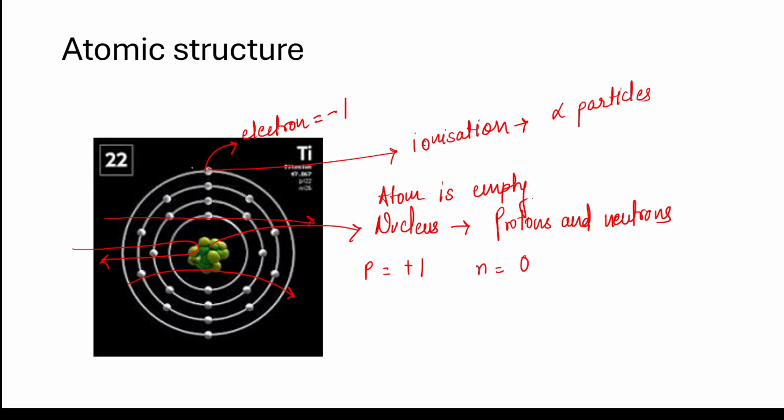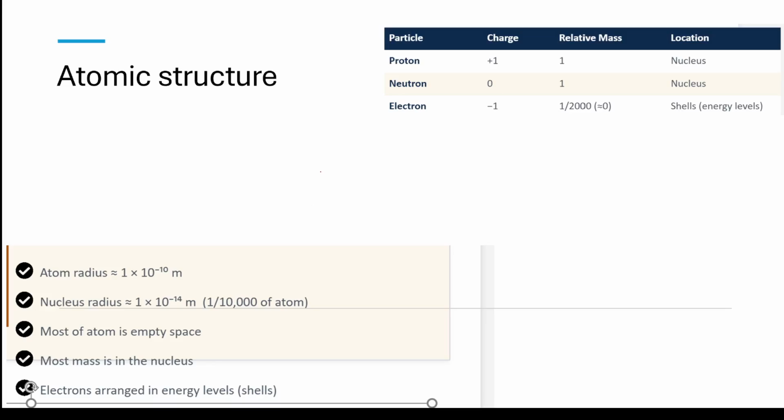Now with ionization, if an electron is removed, it forms a positive ion, and if it ends up gaining an electron, if an electron goes inside, it forms a negative ion. So now about the atom, you need to know all of these. So again, pause and read through it.